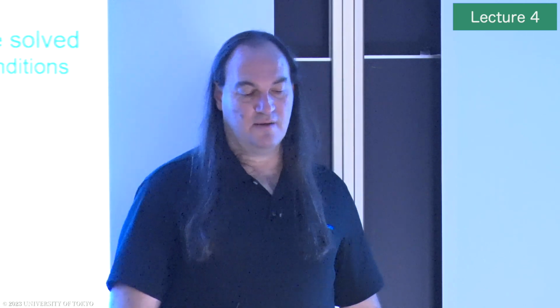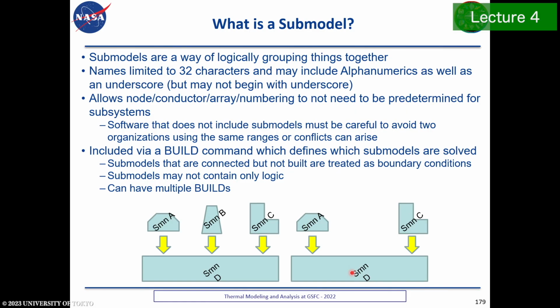So submodels, I assume you're familiar with submodels, but in case you're not, it's a way of logically grouping things together. The names are limited to 32 characters. They can include alphanumerics and an underscore, but you can't begin with an underscore. It basically allows you to do two things. Number one, not have to say you get node range 1,000, you get node range 2,000, you get node range 3,000. You can use whatever nodes you want, as long as your submodel names are different. We have a unique identifier to keep them separate.